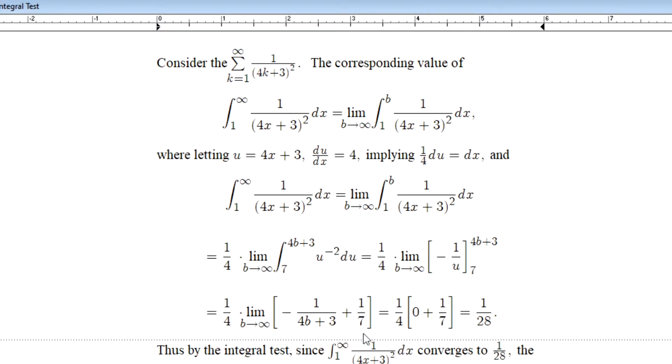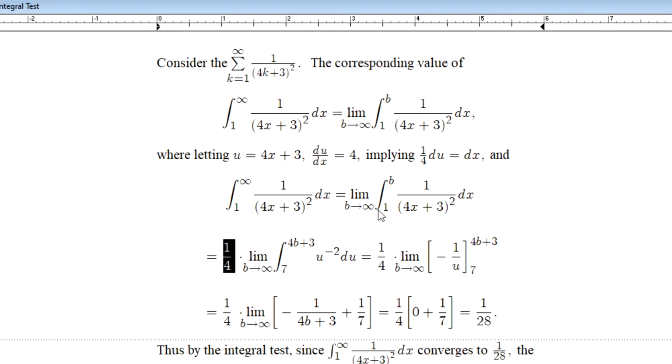All right. We can see here, letting u equal 4x plus 3, du/dx will equal 4, which will imply 1/4 du will equal dx. So the integral of 1 over (4x plus 3) squared dx can be rewritten as 1/4 times the limit as b heads to infinity of the integral now from 7 to the quantity 4b plus 3.